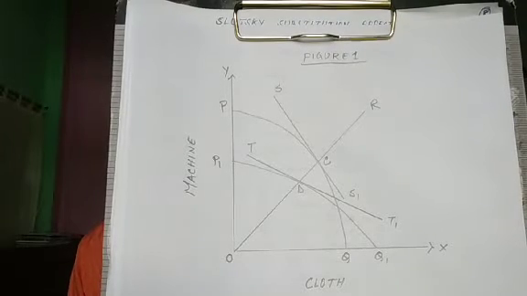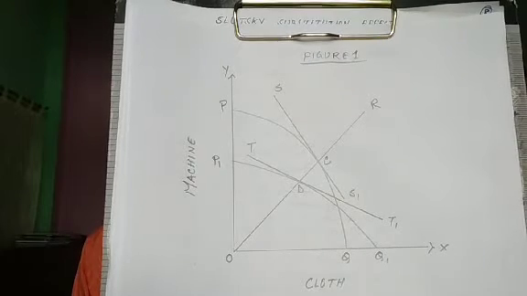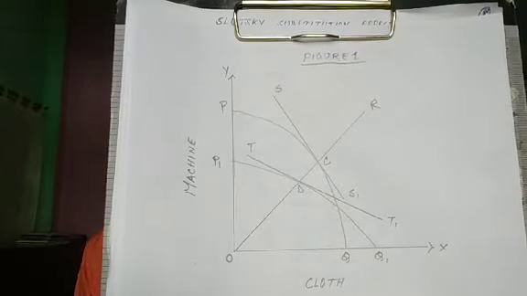Since country A is capital abundant and the production of machine is capital intensive, country A will produce machine, the capital intensive commodity. Similarly, country B will produce cloth, which is labor abundant or which requires more labor compared to capital.